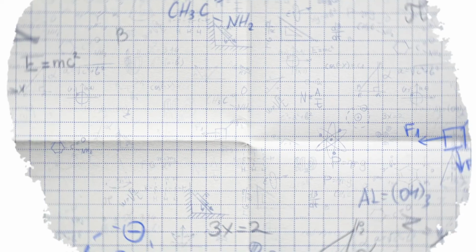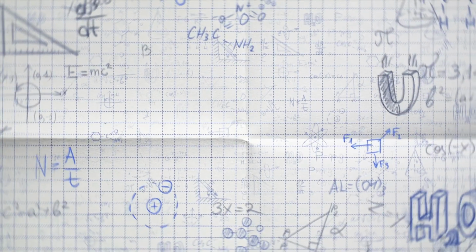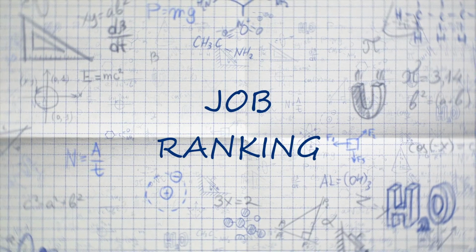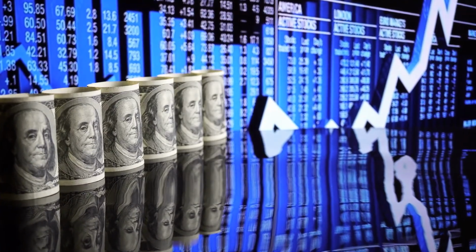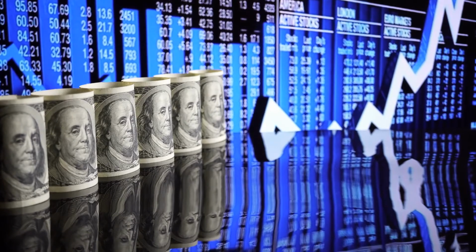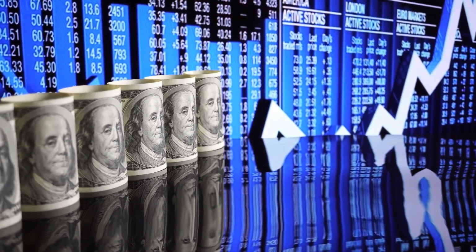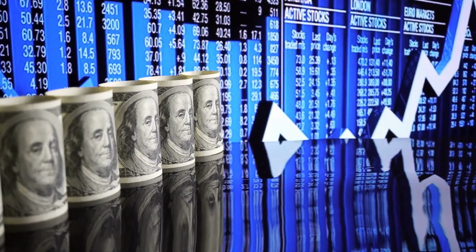In the job ranking evaluation, the process places jobs in order of importance from highest to lowest. The most important job has the highest salary, and the least important would have the lowest. The goal is to award compensation to roles corresponding to their value to the organization.